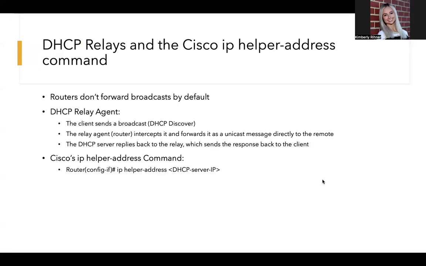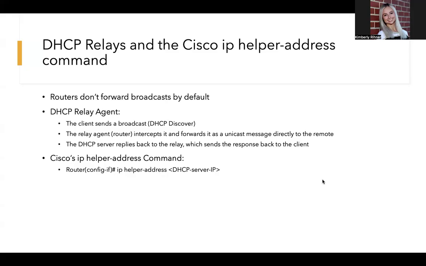And then the next lesson, lesson five, is DHCP relays and the IP helper address command. Routers don't forward broadcasts by default. So if your DHCP server is on another subnet, the broadcast won't be able to reach it, and the client won't get an IP address. The solution is the DHCP relay agent.